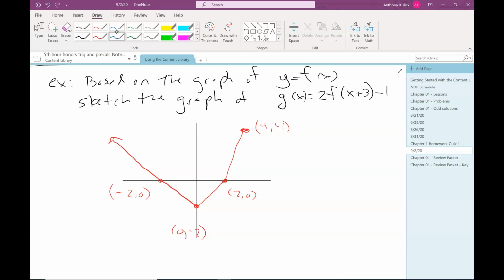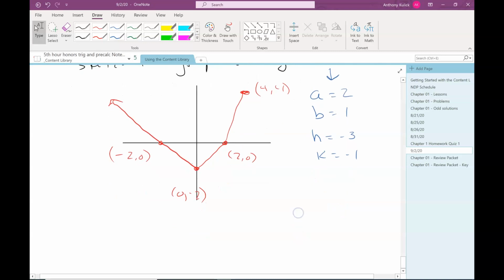So to do this, what I'm going to do first is determine my values for A, B, H, and K. So hopefully you guys can see that A is 2, that B is 1, that H is -3, and K is -1. Is everybody okay with that?